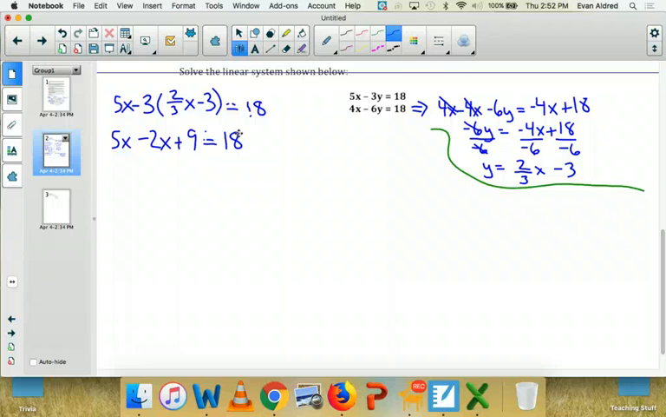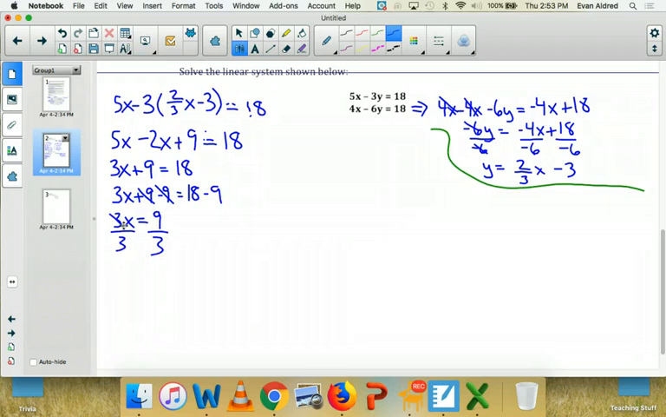Now we're going to combine what we can. Well, we're going to have 3x here. 5 subtract 2 is 3. Both have x's on the end. And then we're going to move our 9 over, which is going to give us 3x equals 9. Divide out our 3. And x is equal to 3.